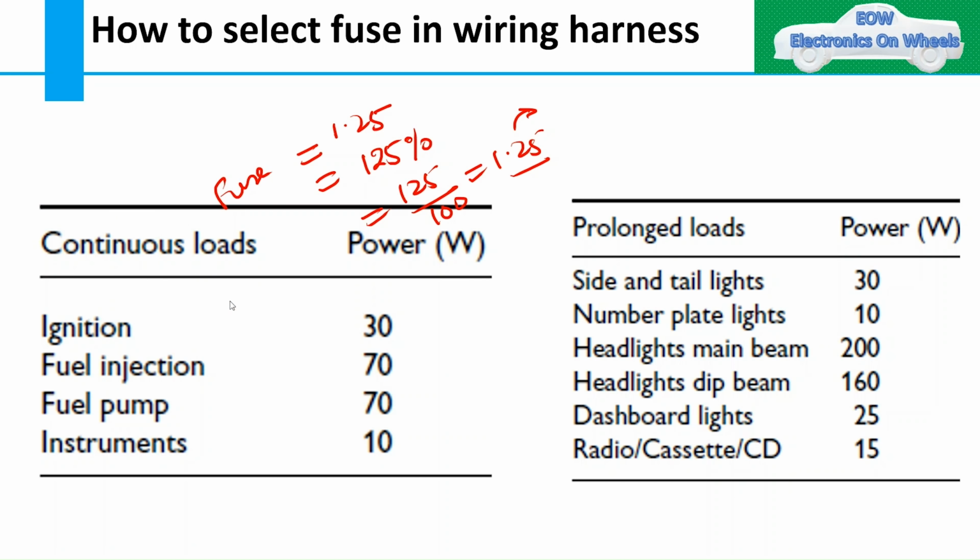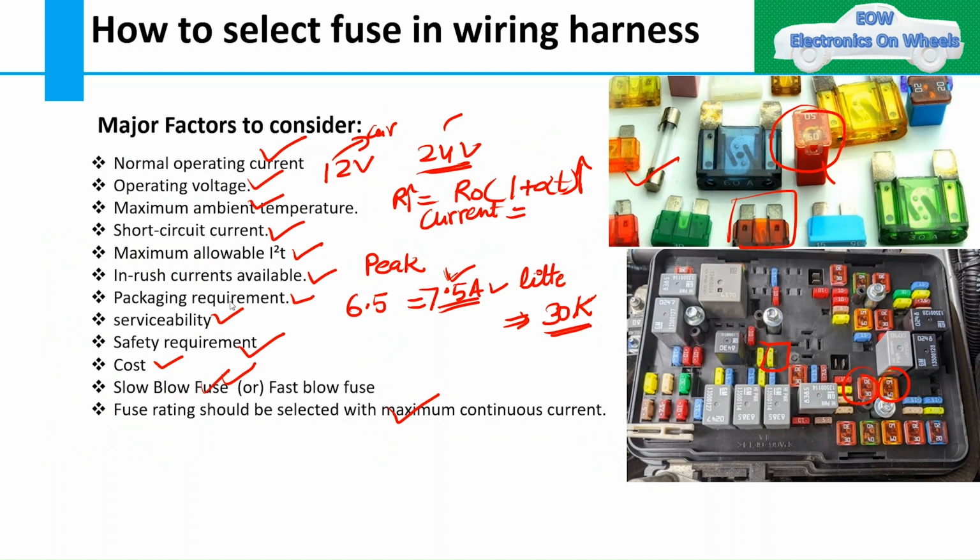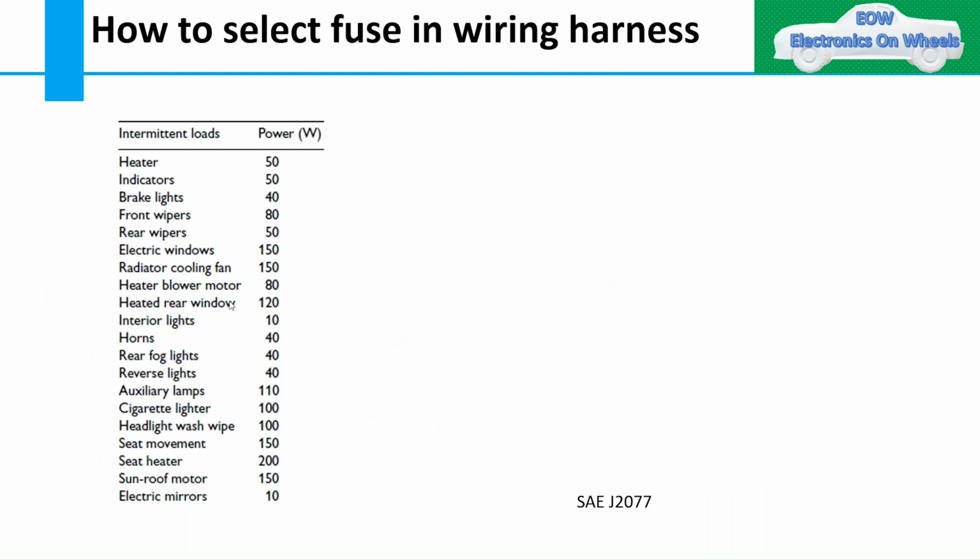So one more particular question asked in the fuse rating: how to select the fuse rating, what is the standard you use for the fuse consideration? So there is one standard, SAE J2077. There are many other standards also which we use for the fuse selection. Can you comment in the comment box what other standards we use for the fuse selections? When you are selecting the fuse, you have to take the consideration of this particular standard, SAE J2077. So sometimes they ask directly what standard you are using during the selection of fuse. So you can say SAE J2077.